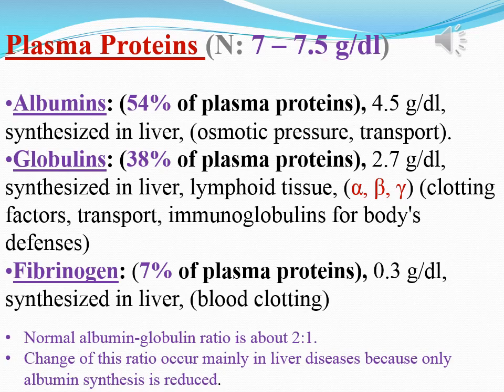Change of this ratio, التغيير في هذه النسبة بين الالبومين globulin occur mainly in liver disease because only albumin synthesis is reduced. احنا قلنا the albumin synthesized in the liver while the globulin synthesized in the liver and also in the lymphoid tissue. So when there is a disease in the liver, the albumin will be affected and its amount will be reduced. So the ratio will be changed.